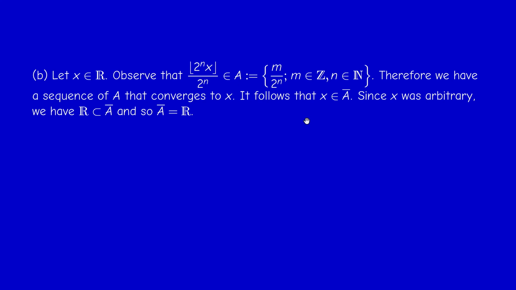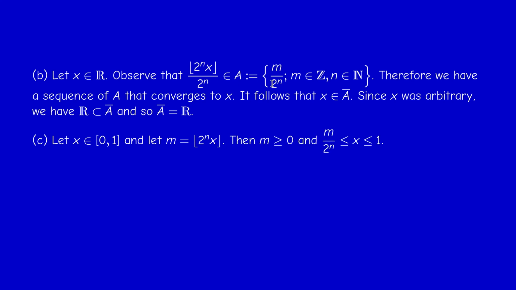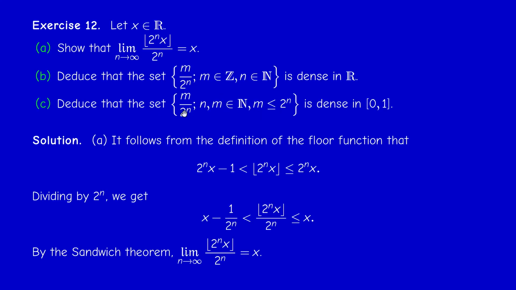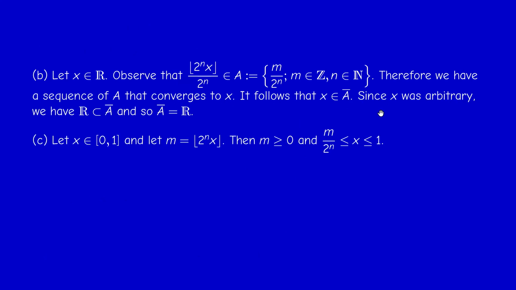Okay. Second question. We have a smaller set now because we restrict m to be less or equal than 2^n. Let us call this set B. It's a subset of A, but it's a subset of [0,1], not a subset of R. So it cannot be dense in R, but it's dense in the interval [0,1]. Once again, this idea is similar, but it has to be modified a little bit.